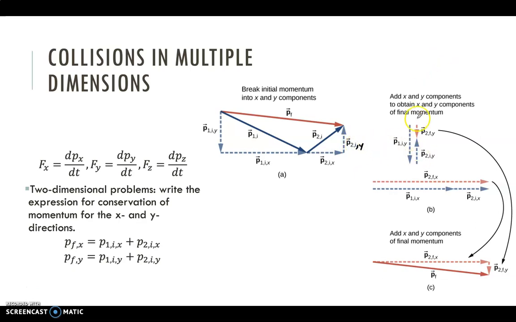Then we can add these components together, right? y with y and then x with x. And then from there, we will get our final momentum. We'll get those two components. And remember when we were talking about vectors, that if I want that P final, it'll have to be its magnitude first.